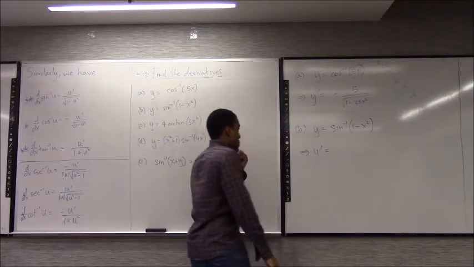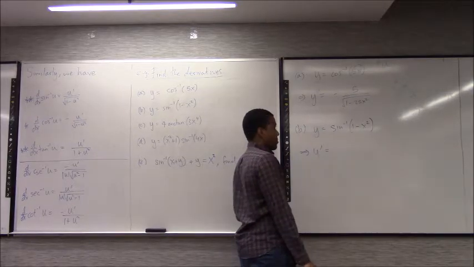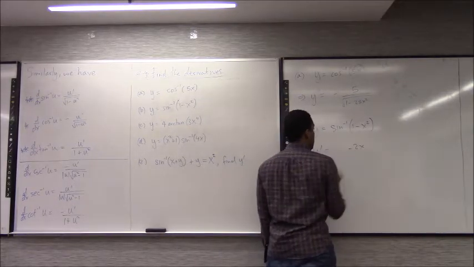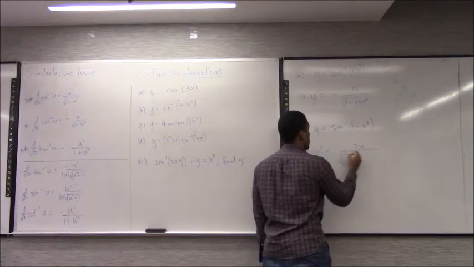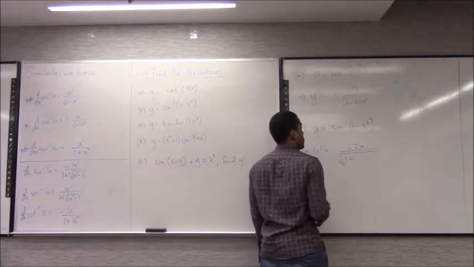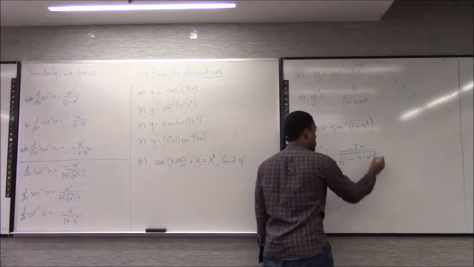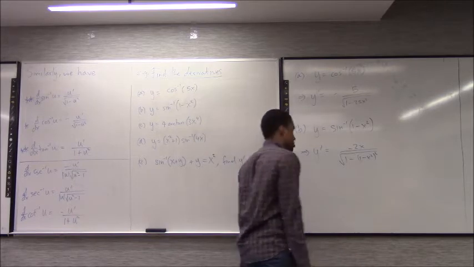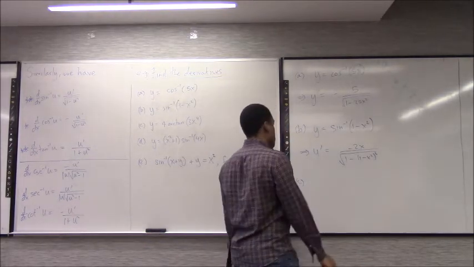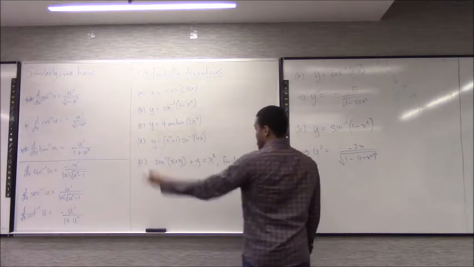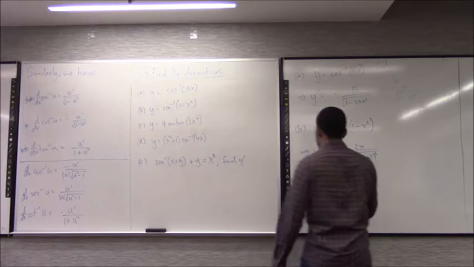What is y prime? Negative 2x over a radical 1 minus x squared, whole squared. Not much to do here. Most of the work comes in memorizing the formulas. Once you actually have the formulas memorized, it shouldn't be too bad.